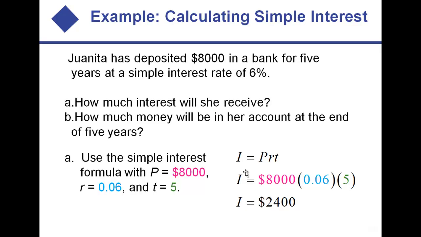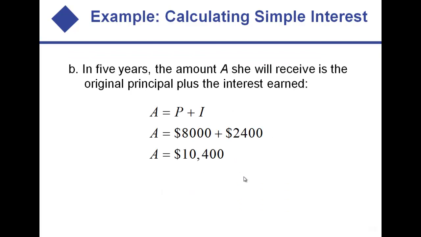Here's another example. Juanita has deposited $8,000 in a bank for 5 years at a simple interest rate of 6%. How much interest will she receive? How much money will be in her account at the end of those 5 years? We use the simple interest formula with our principal as 8,000, our rate as 0.06, and our time as 5 because it's all in terms of years. So her interest would be 2,400, and of course if we add that to 8,000, at the end of 5 years she will now have $10,400 in the bank.